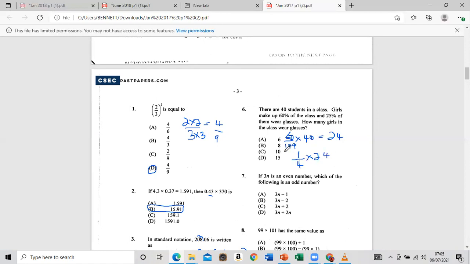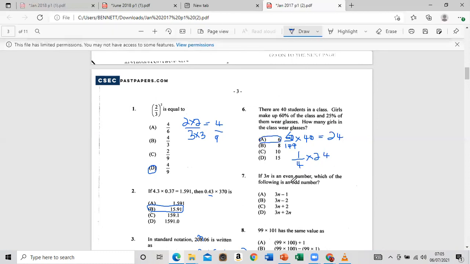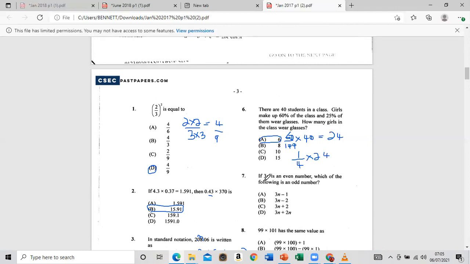So that works out to 6. As I said, I've done this many times. Nevertheless, some of you are probably joining for the first time, and I'm mindful of that. If 3n is an even number, which of the following is odd? Now we have odd, even. So from subtract 1 or add 1, that would be odd.